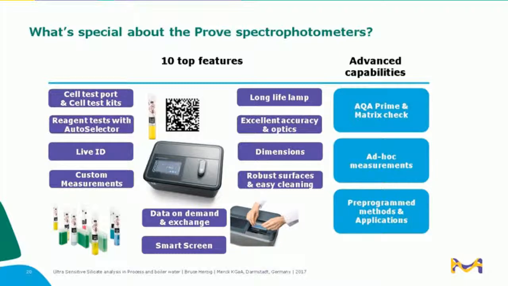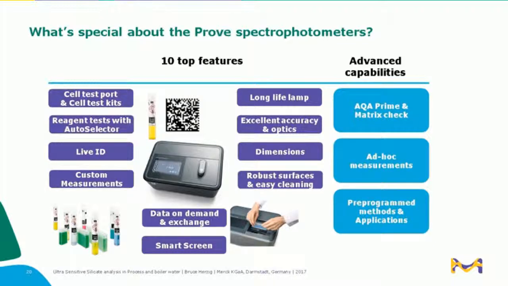These 3 steps are done, and then you have directly the result on the screen. The Live ID barcode is not only available for cell tests in the round cell, but also for reagent test kits. That means if you measure, for instance, the silicate in the 100 millimeter cell, you can also use the auto selector with the Live ID barcode and can select the method and the latest calibration data. This is really unique in the market.